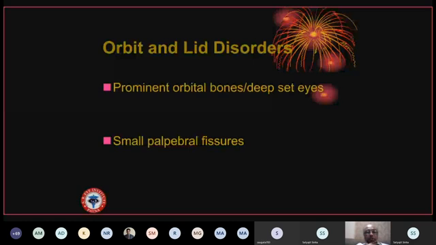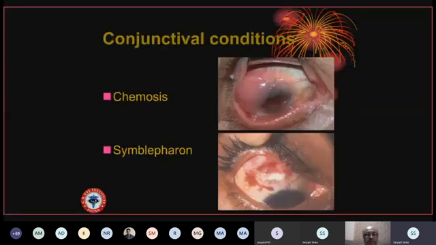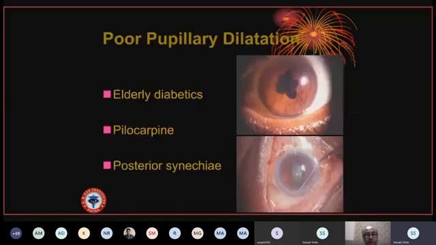Please go ahead. Yes, so the orbital and lid disorders: any prominent orbital bones or very deep set eyes, it is very difficult. As you must have noticed, it is very difficult to do cataract surgeries in such eyes. And similarly, indirect ophthalmoscopy also becomes very difficult if it's a deep set eye. Very small palpebral fissures, again, the technique becomes difficult. Now look at these pictures on the right-hand side. A totally chemosed eye, symblepharon. It is very difficult to do indirect ophthalmoscopy.